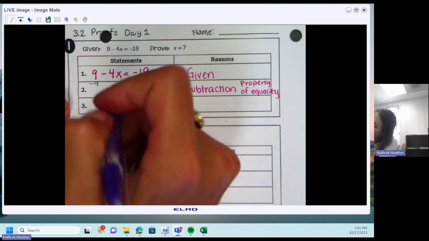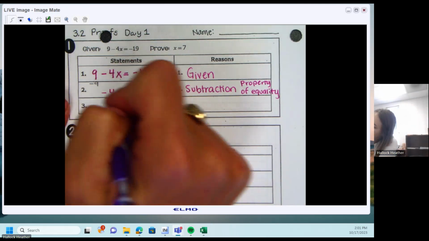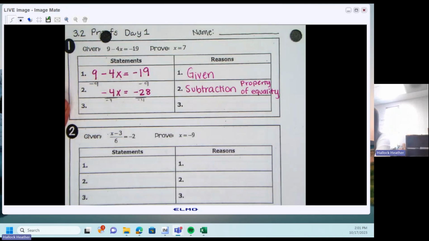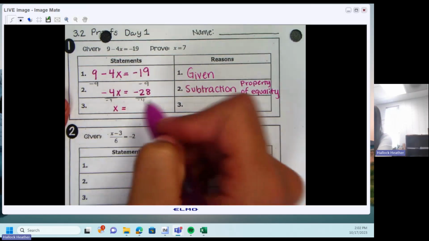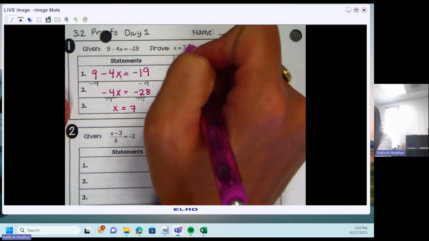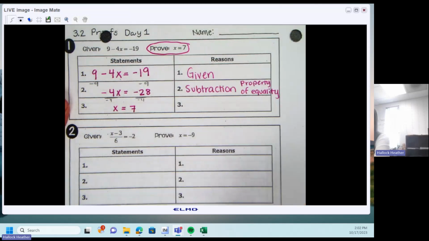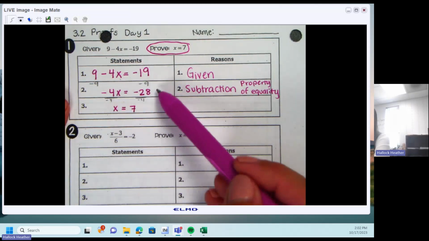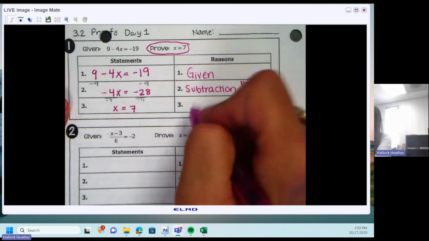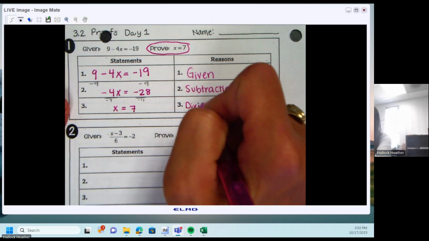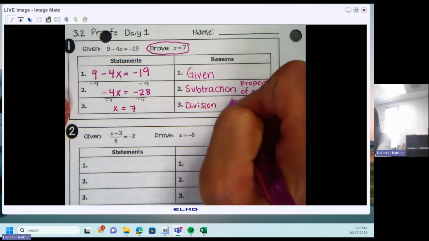So I'm going to show that in pencil. Put it really small because you're not really supposed to show the work. The answer would be x equals 7, which they told me to prove. How I went from this step to this step is division. Since I did it to both sides, it's called division property of equality.